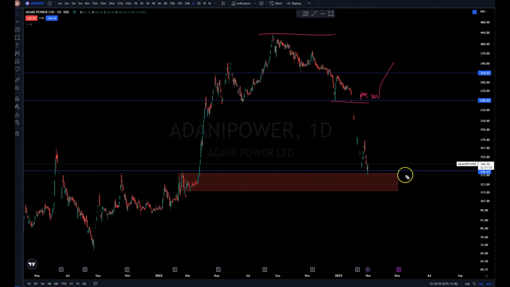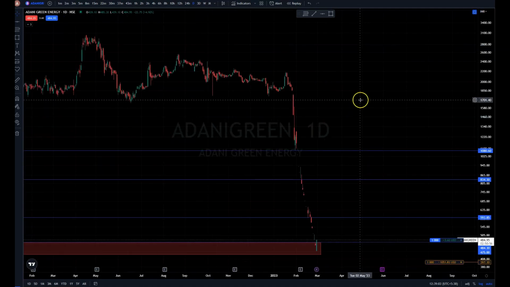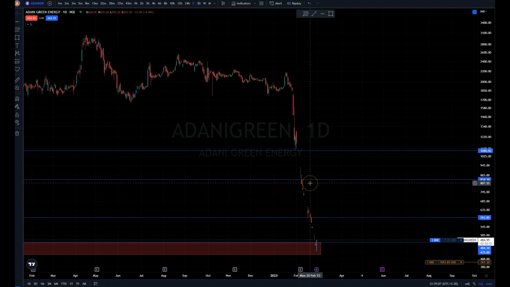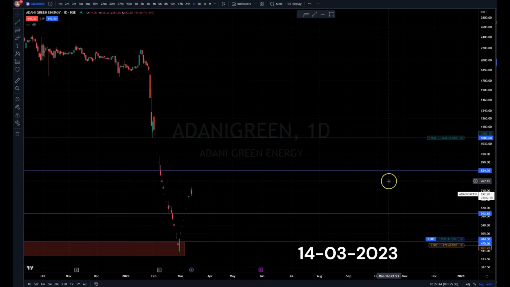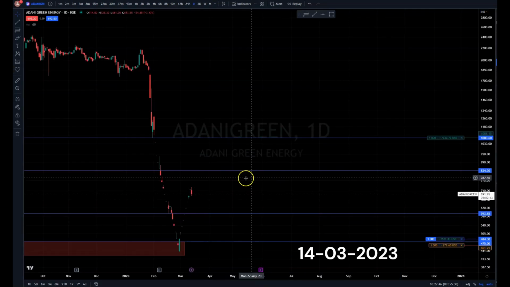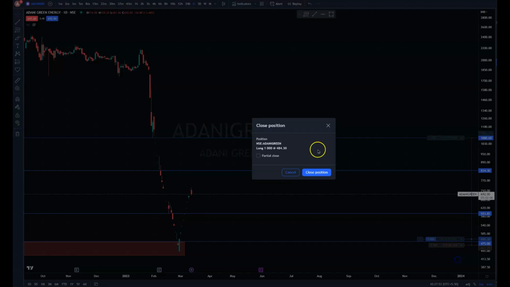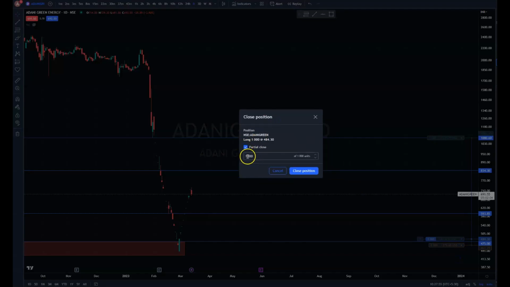So let's see how this Adani Green works out in here. So looking for a first scaling in here, and let's see what happens in this. So yeah, it's 14 March, and this is a follow-up on the Adani Green trade, and so now we're going to take something out of here. So if you go in here, just close the position, partial close. Since it has moved 50%, we'll close about 700 quantity.